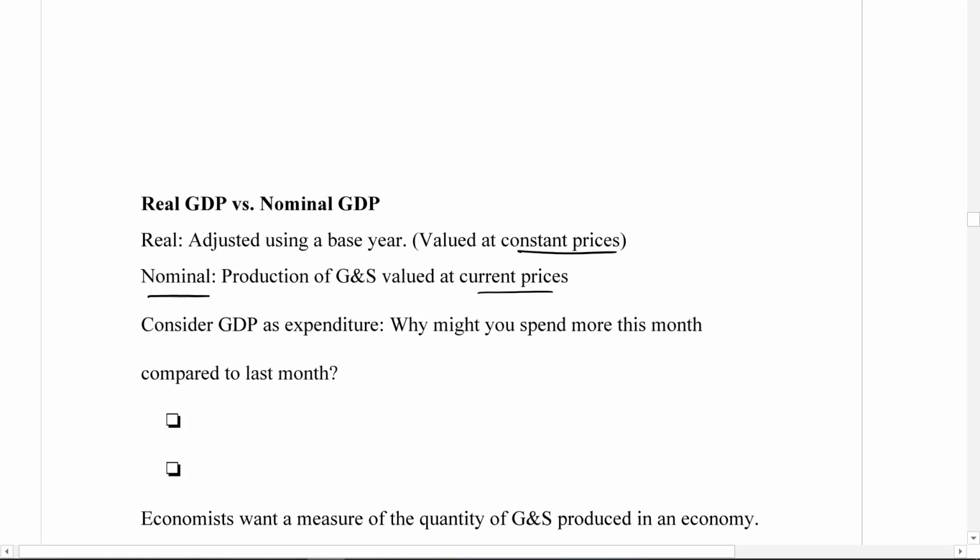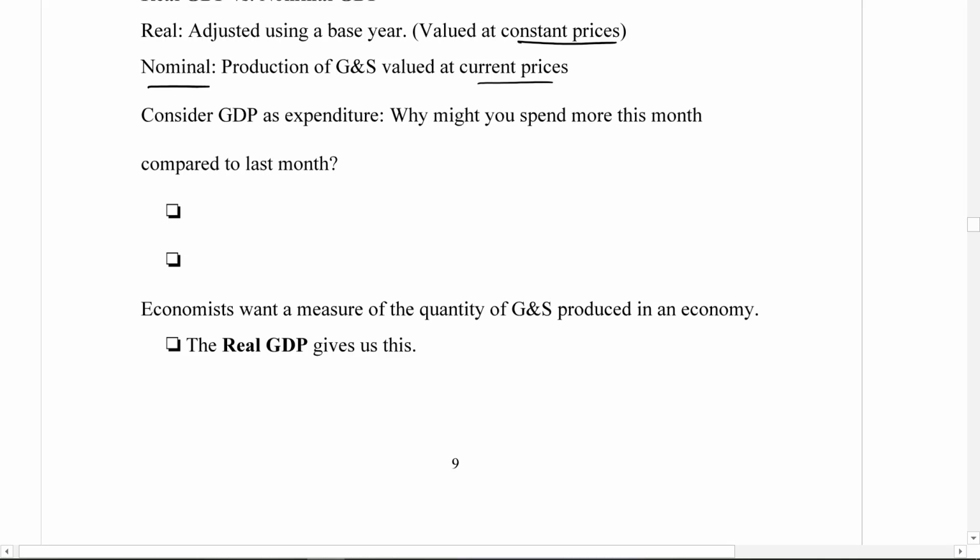Okay, so let's try to explore this in a little more detail, and we're going to do an example which will, I think, help as well. If we're thinking about expenditure, and because GDP measured in different ways, but one of them equally the same as the others is total expenditure. Why might one spend more this month compared to last month? Well, there are really kind of two simple ways. One, you might buy more, which we'll call the quantity effect.